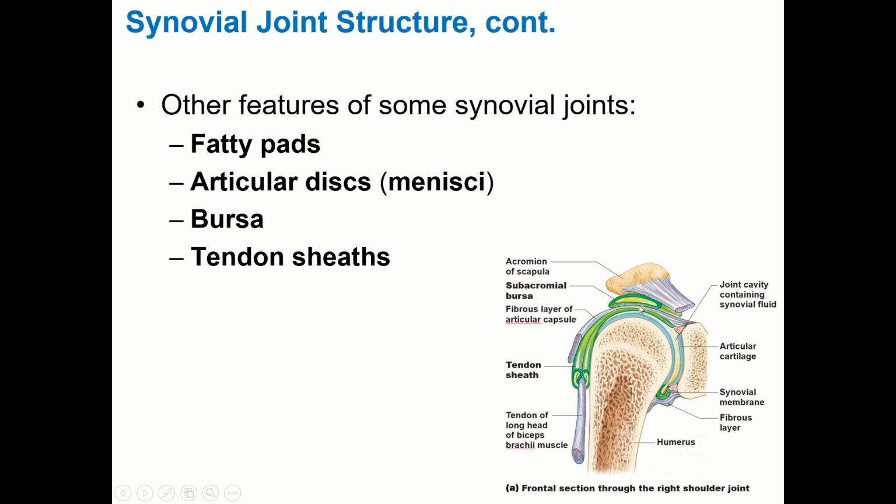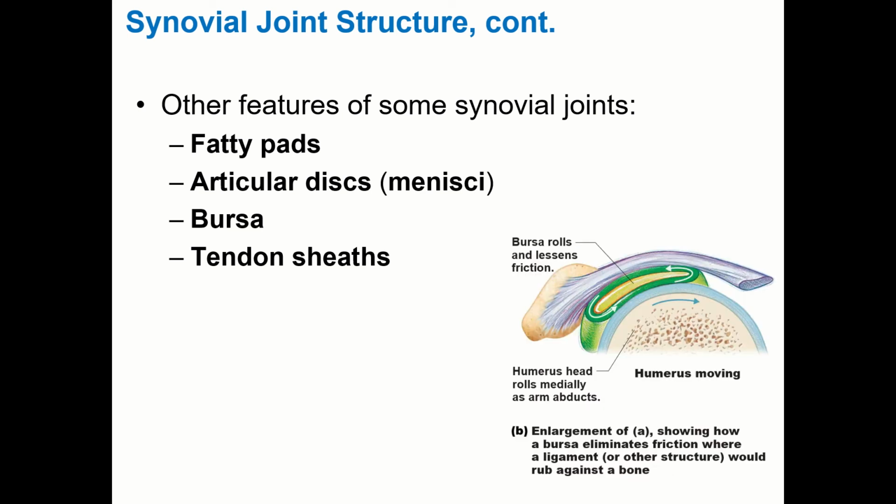As you abduct the arm, it helps to allow for that nice sliding motion between the humerus and the acromion. And it allows for movement of, specifically, the supraspinatus muscle. It keeps it from dragging as much as possible on the acromion. So those are bursa. And then tendon sheaths. Tendon sheaths are essentially specialized bursa that wrap around parts of tendons in really high friction areas. I'll show you a picture of those here in a second.